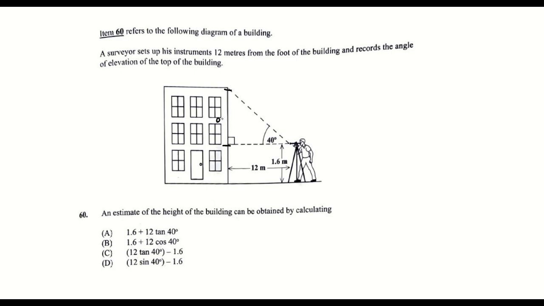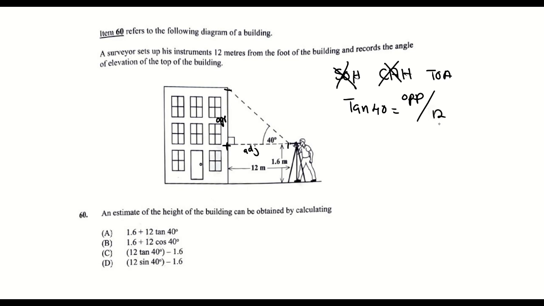I know that this is my opposite, my 40 degrees. Right? And this here would be my adjacent. So I want SOH CAH TOA. I don't have my hypotenuse, so I cannot use this. I have tan 40 is going to be my opposite, which is the length of the building, 1.6 meters off the ground, over your adjacent, which is 12. Right?